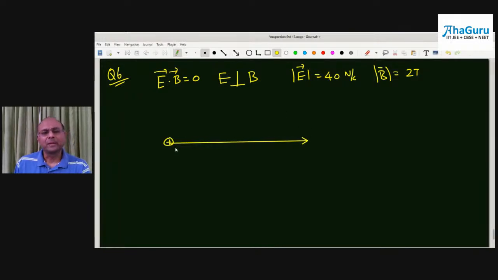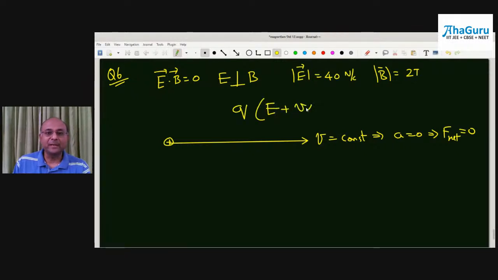How is that possible? Well, first of all, there might have been a magnetic force on it. So if a charged particle is moving with constant velocity, then acceleration is 0, which means net force is 0. So Q times (E plus V cross B) must be 0. Now Q is not 0 because it's a charged particle. So E plus V cross B must be 0. So electric force and the magnetic force must be opposite to each other.